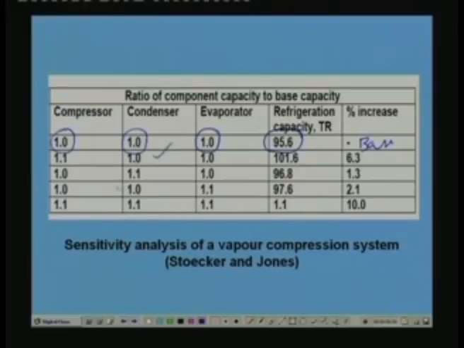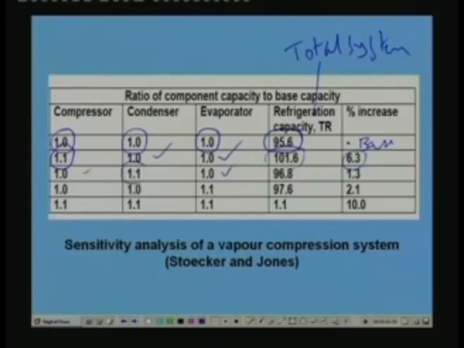That means no change is made in the condenser, no change is made in the evaporator. Only the compressor capacity is increased by 10%. That means it becomes from 1 to 1.1. When the compressor capacity is increased by 10%, you find that the overall refrigerant capacity, the total system capacity, increases by 6.3%.